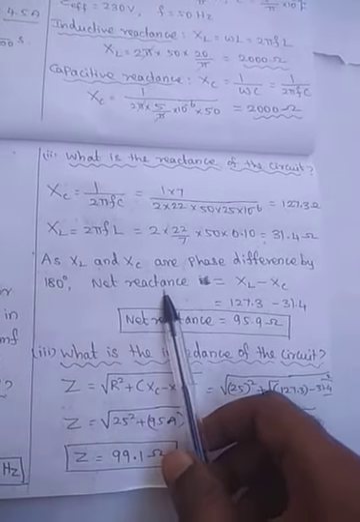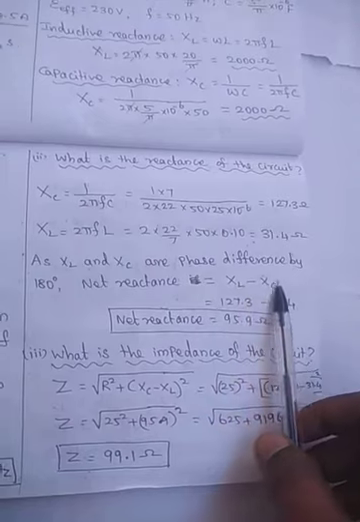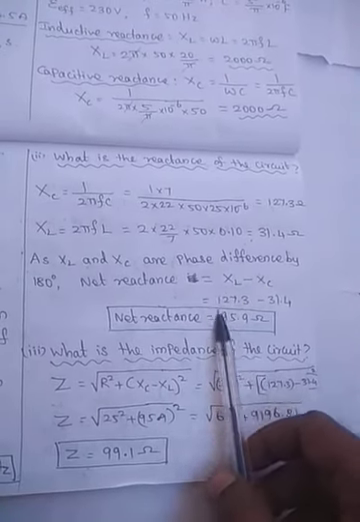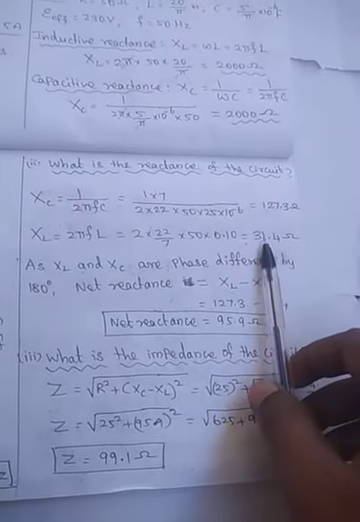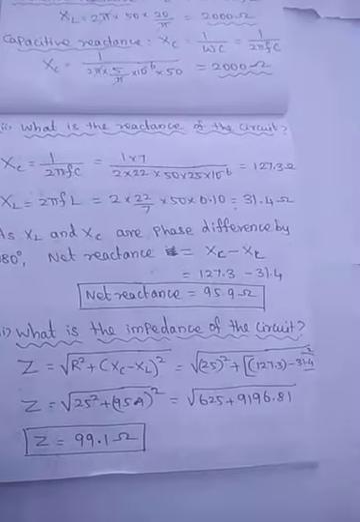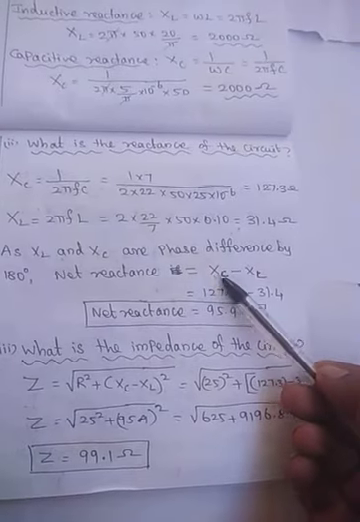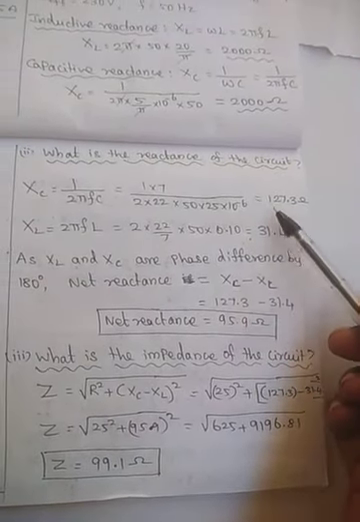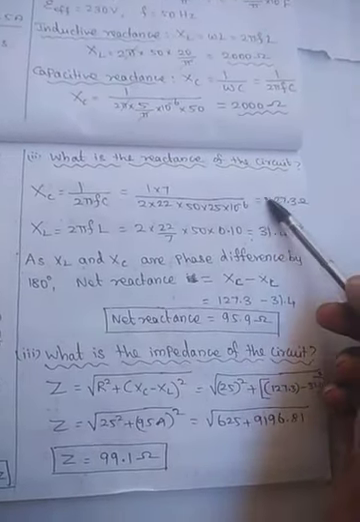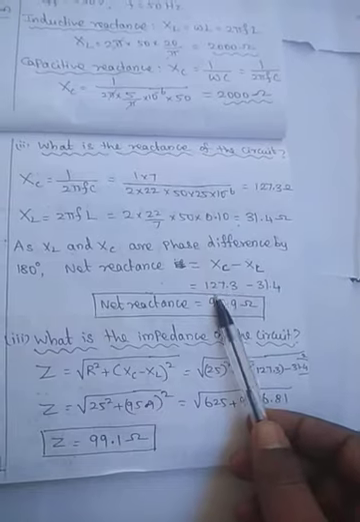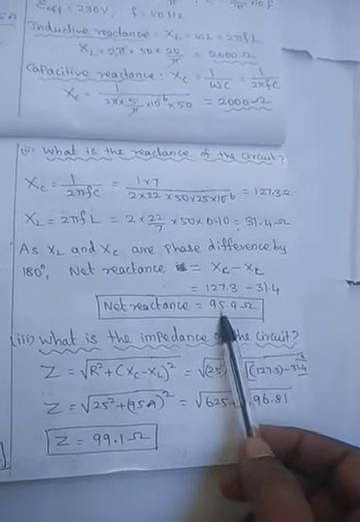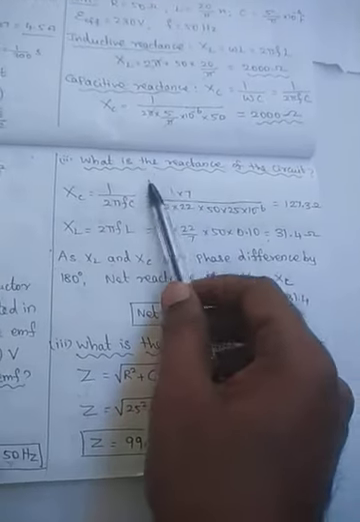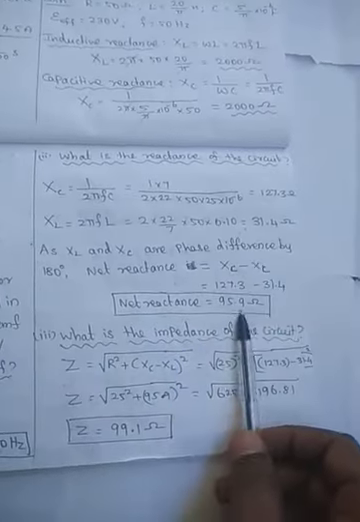So net reactance is equal to XL minus XC. The inductive reactance is 31.4 and the capacitive reactance is 127.3, I just changed that. So XC minus XL, because here XC, the capacitive reactance, is greater than the inductive reactance. So we have to put the bigger value minus the smaller value: 127.3 minus 31.4. We get the net reactance as 95.9 ohm. That is the net reactance of the circuit.